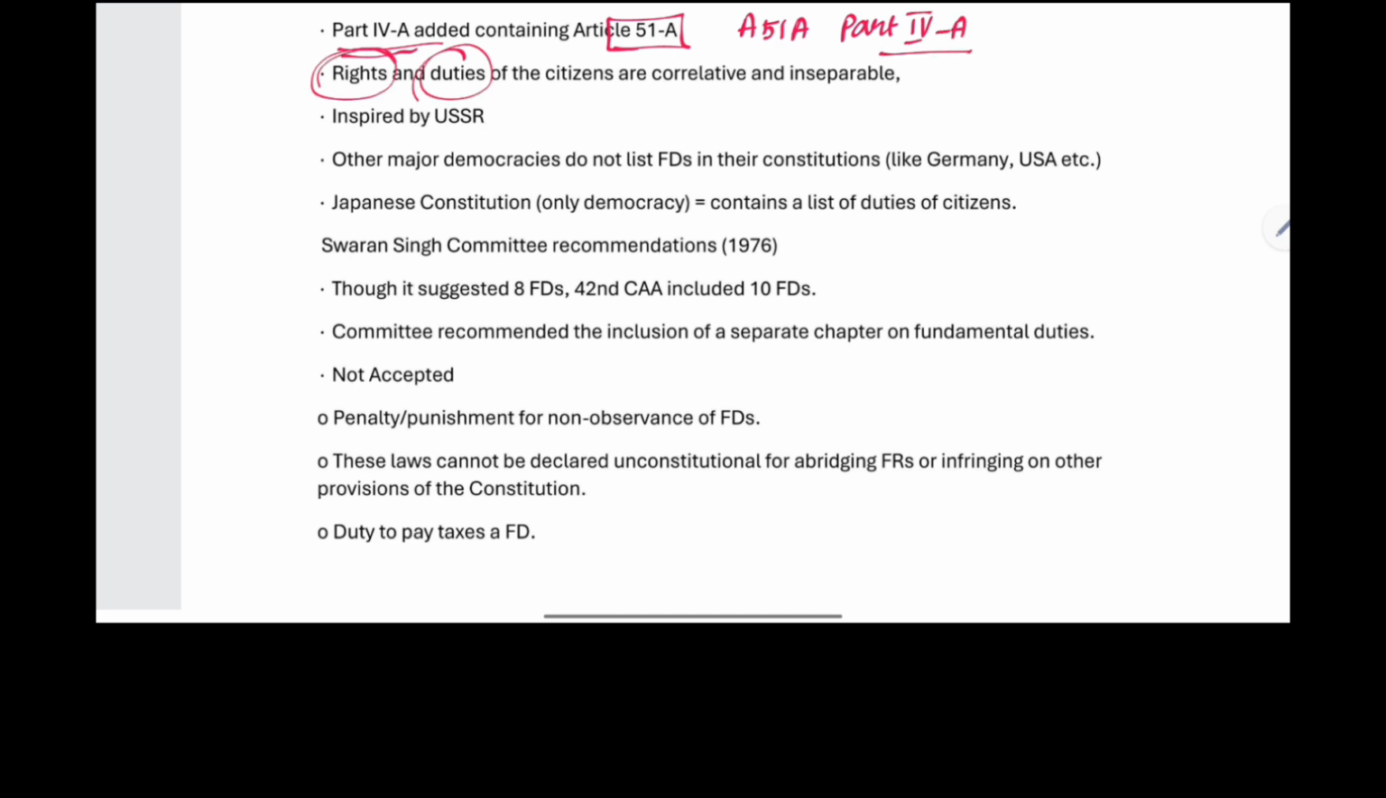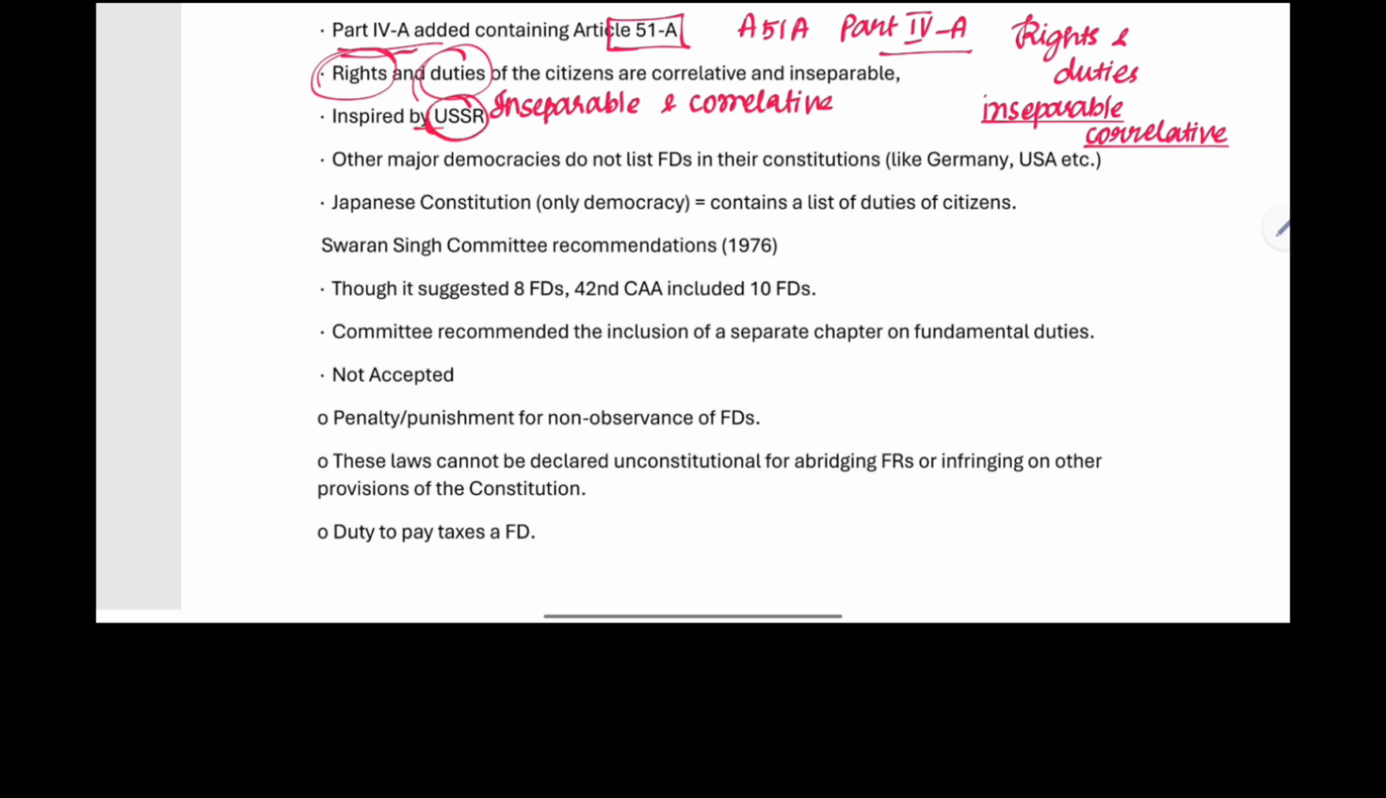The fundamental rights as well as the duties are inseparable. We cannot separate them, and we call them correlative. They are related to one another. The keyword is inseparable, and they are related to one another, correlative. They are inspired by the USSR.